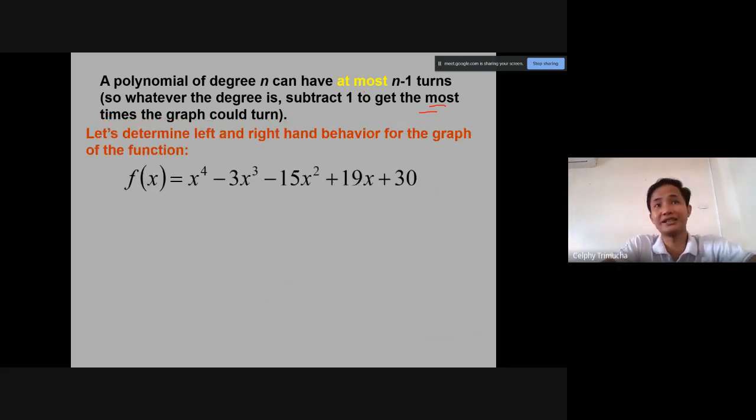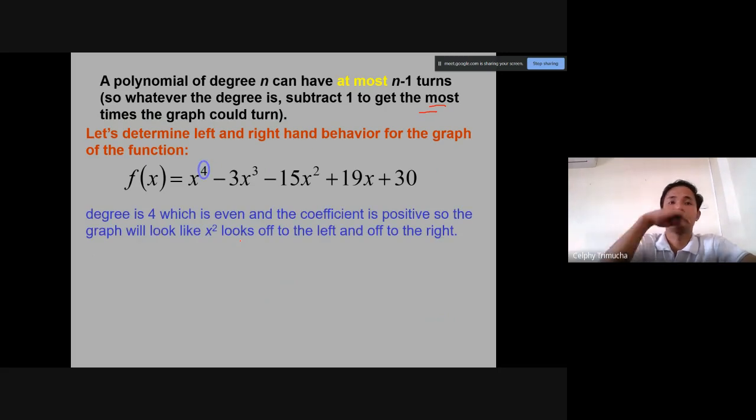So, let's determine the left and right hand behavior of the graph of the function. Kagina, we started with x to the fourth, monomial ang term for the graph kagina nga gina-identify naton for the odd and even degrees. But this time, we have here a polynomial para makita natin ang graph natin. So, we have here a degree. Nakita natin ang leading term which is having a degree 4 which is even. And then ang aton nga coefficient, positive ang coefficient natin dere.